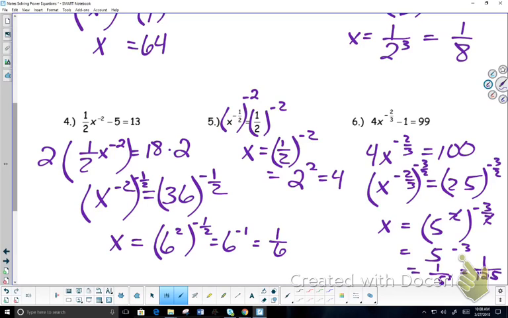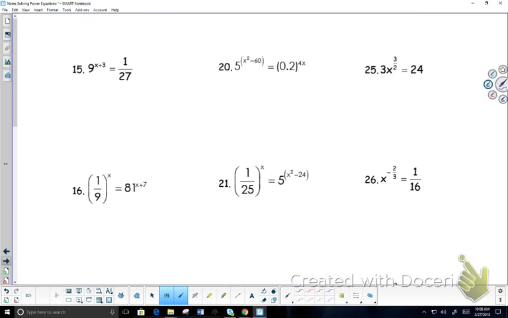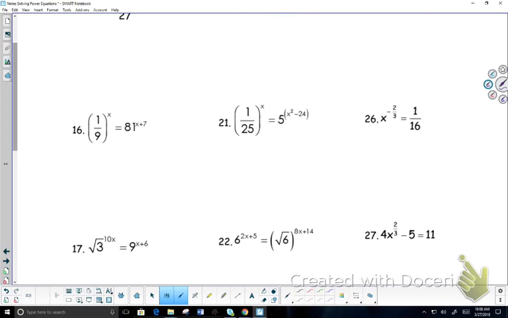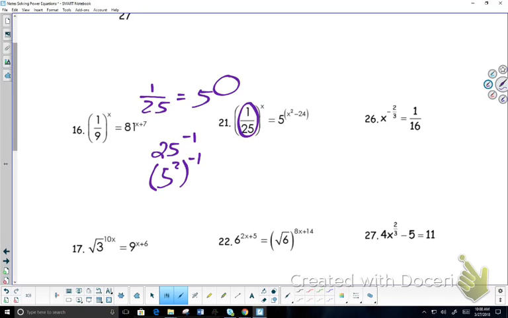Okay? So then let's take a look at one of your problems that you have to look at. Just an example of it. Notice the base is 5. So I need to get 1 over 25 to be 5 to the something. Well, to take 25 to the top, it'd be 25 to the negative 1. To get it to a 5, it'd be 5 squared to the negative 1. So that means I've got 5 to the negative 2. So 5 to the negative 2 equals 1 over 25.